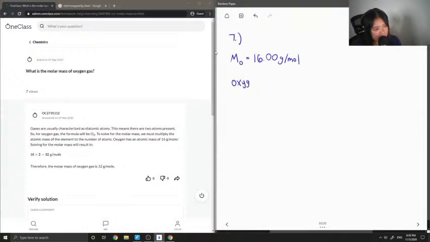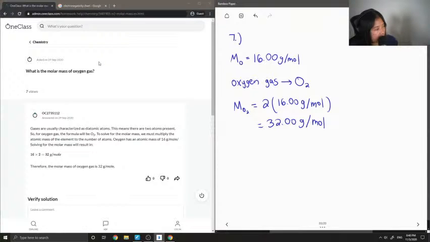Oxygen gas, however, is O2. So therefore, the molar mass of O2 is equal to 2 times 16 grams per mole. Then we get a final molar mass of 32 grams per mole.